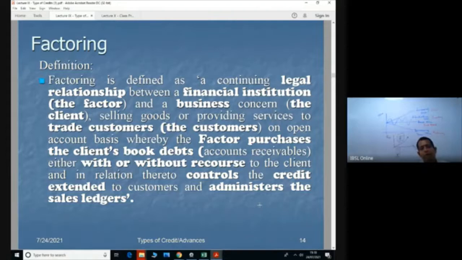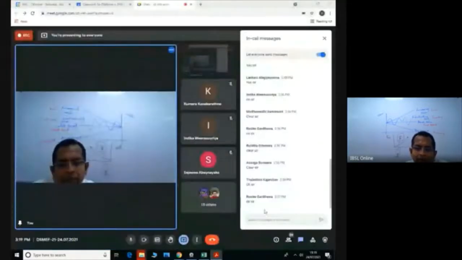client, selling goods or providing services to trade customers, the customers. We have three parties: factor, client, and the customers. On open account basis, whereby the factor purchases the client's book debt, account receivables, either with or without recourse to the client, and in relation thereto controls the credit extended to customers and administers the sales ledger. Right? This is the definition for factoring.